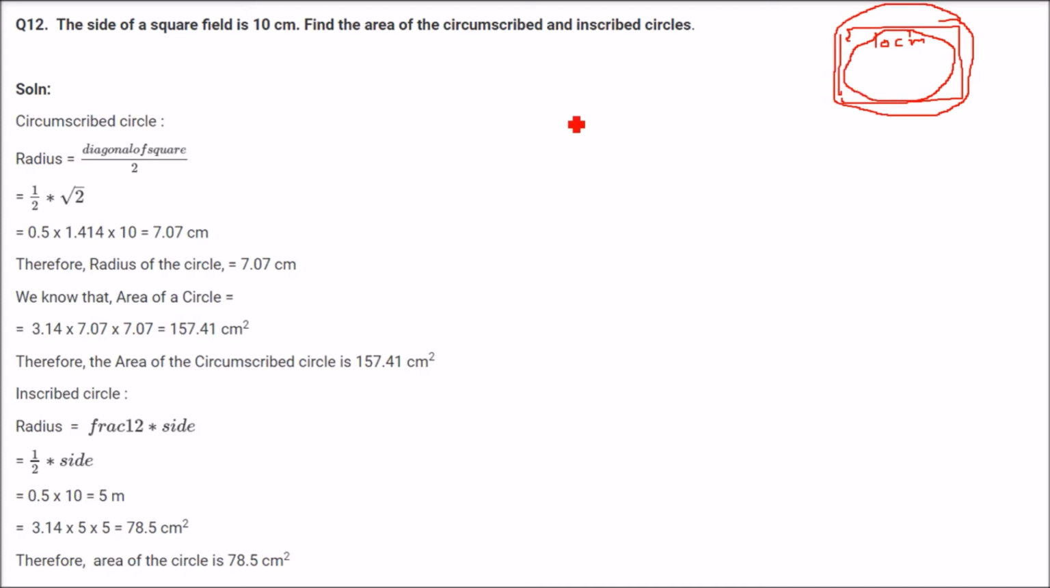Now, because this is a square, if we want to find the inscribed circle first, this will be the diameter. And what is the diameter? It is actually the side. I'm trying to find the inscribed one first. So what is the side? It is 10 centimeters, which is equal to the diameter of the inscribed circle. The diameter of the inscribed circle is 10. What is the radius? It is going to be 5. So what will be the area of the inscribed circle? Pi into r square. This will be pi, that is 3.14.